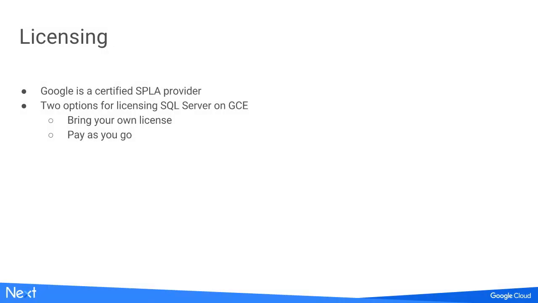So we support two different license models: bring your own license or pay as you go. For bring your own license, customers can choose to bring over their existing enterprise agreement with software assurance for SQL Server and also other Microsoft server products like Exchange Server and SharePoint Server to Google Cloud.